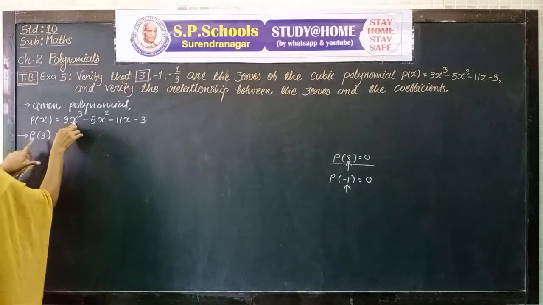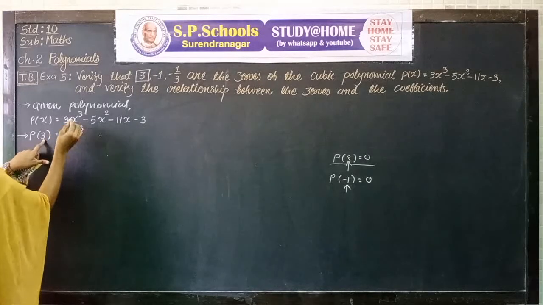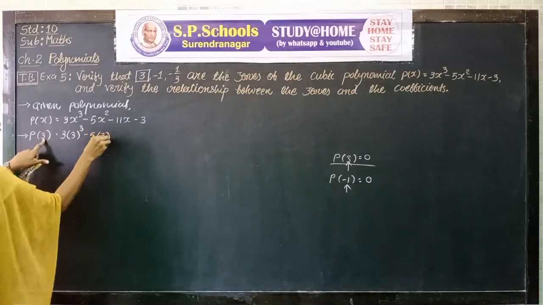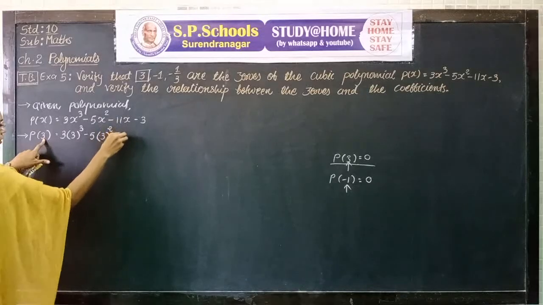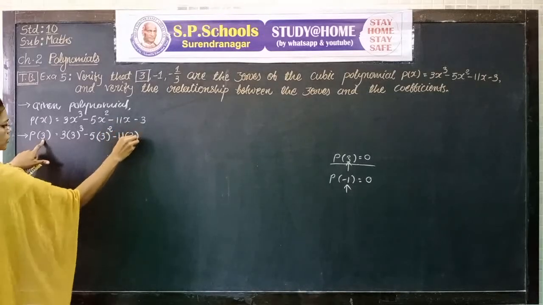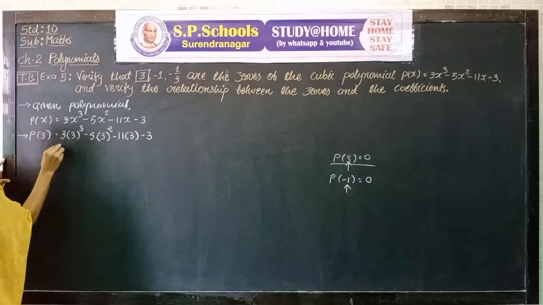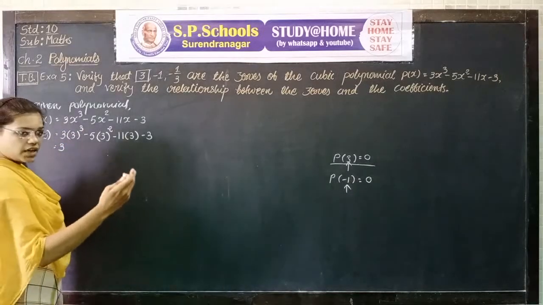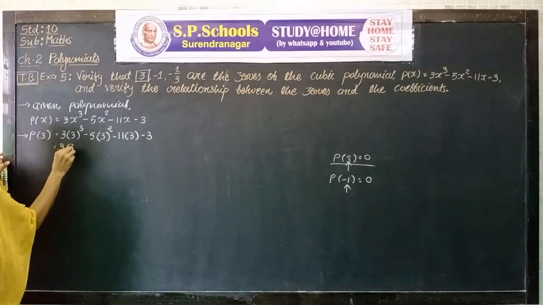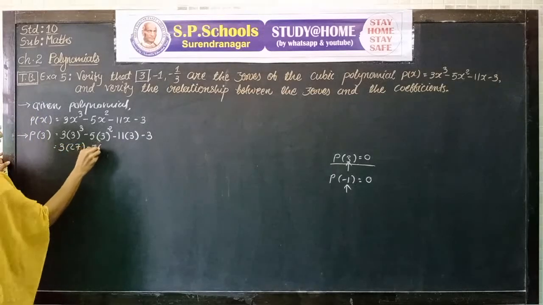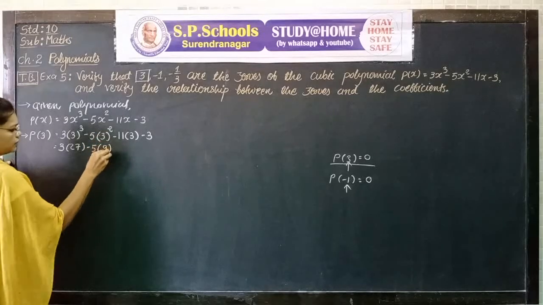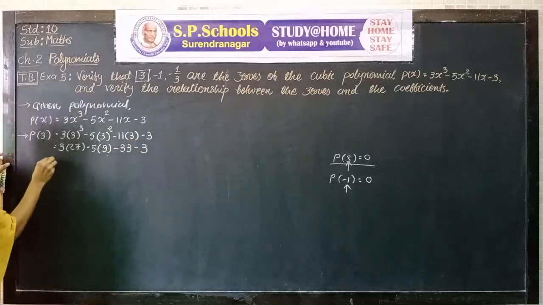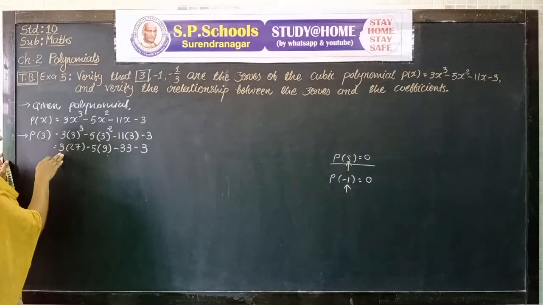3 instead of x is equal to 3 cubed, minus 5 times 3 squared, minus 11 times 3, minus 3. First simplify the powers. 3 cubed: 3 3s are 9, 3 9s are 27. Minus 5 times the square of 3, 9, minus 11 3s are 33, minus 3.